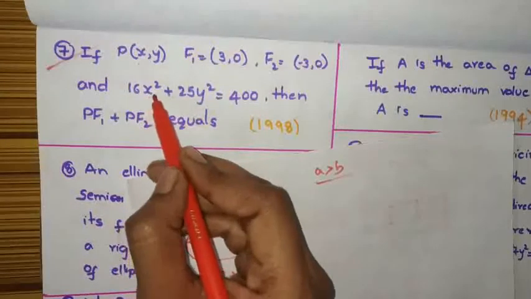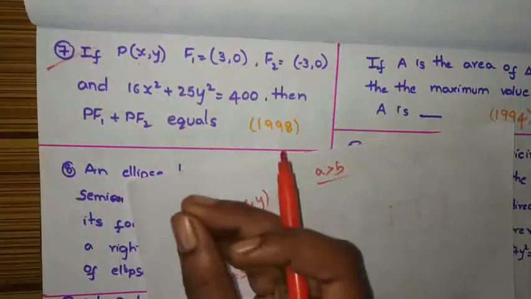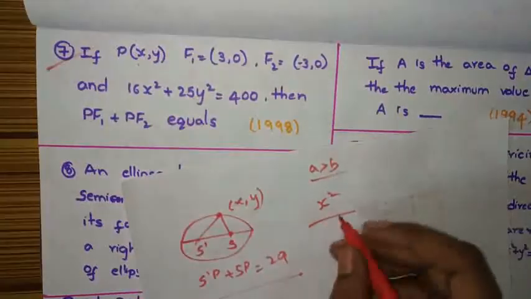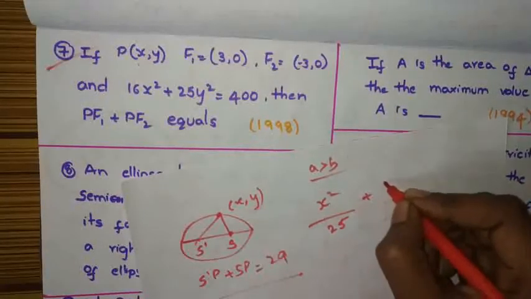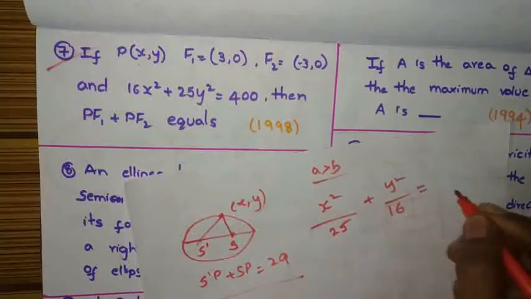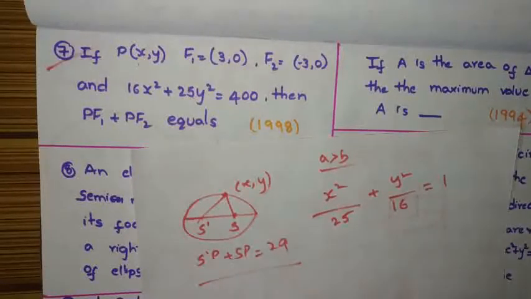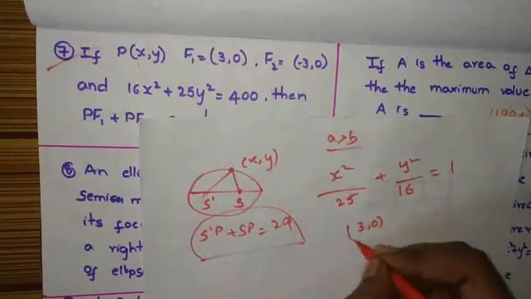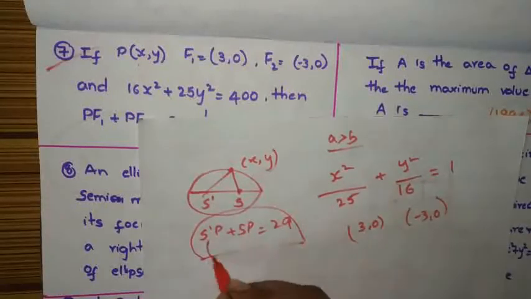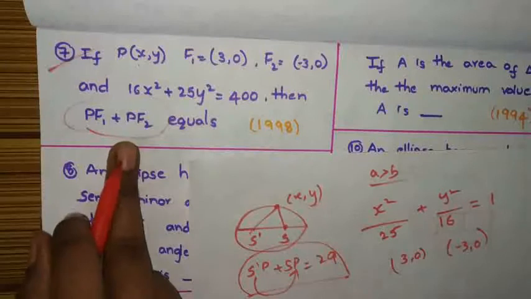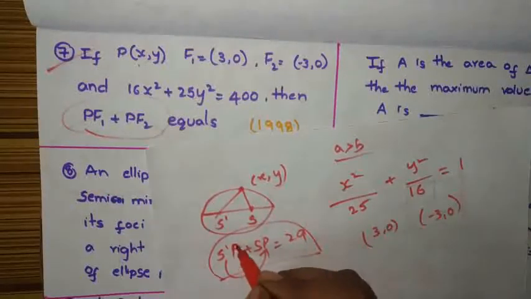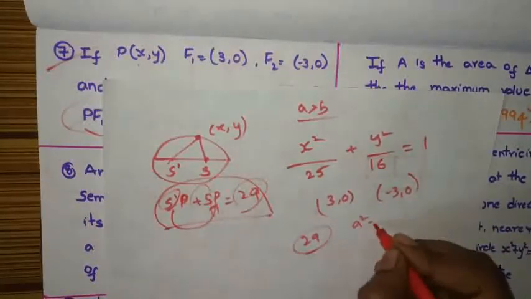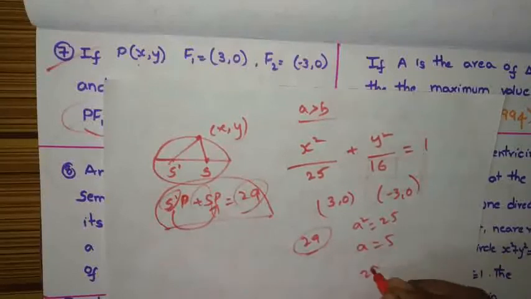If the coefficient of x square and coefficient of y square are squares of some numbers, then the equation of the ellipse will be x square by 25 plus y square by 16. I will make a video on that if possible. Very easy. Okay. Now apply this. Foci are 3, 0 and minus 3, 0. We have to calculate this. See PF1, PF2 they asked. It means that there is a point P and these are the foci. So it will become 2A. A square value is 25. A value is 5. 2A value will be 10. Answer is 10.